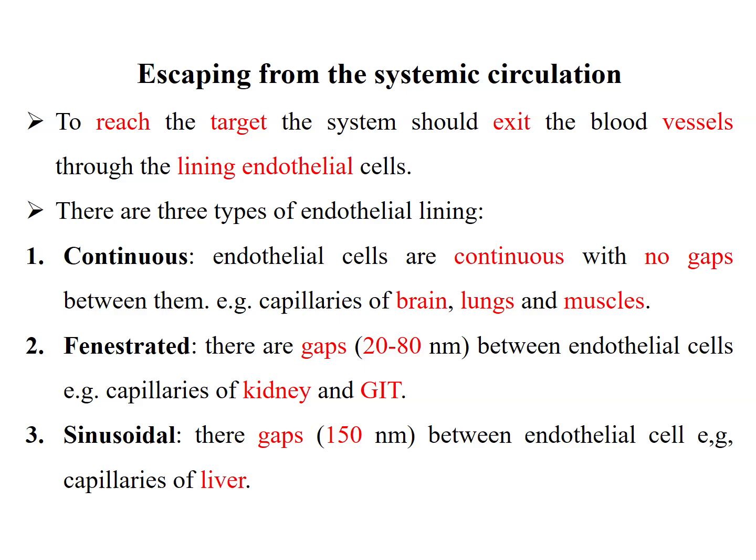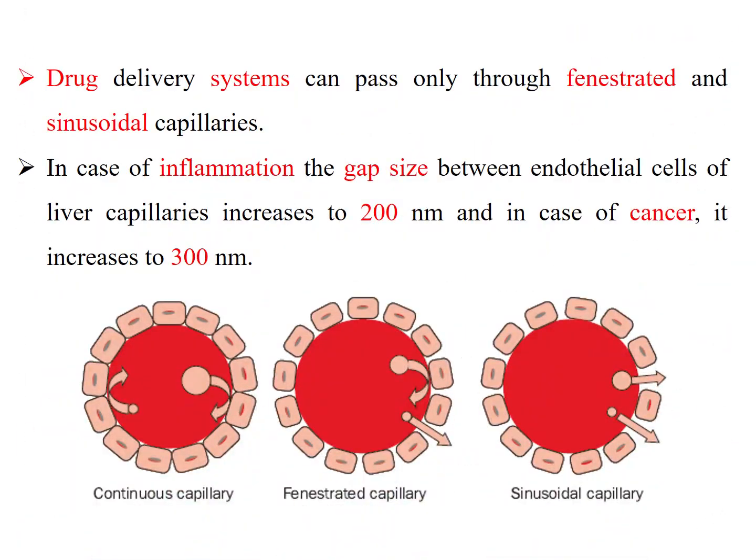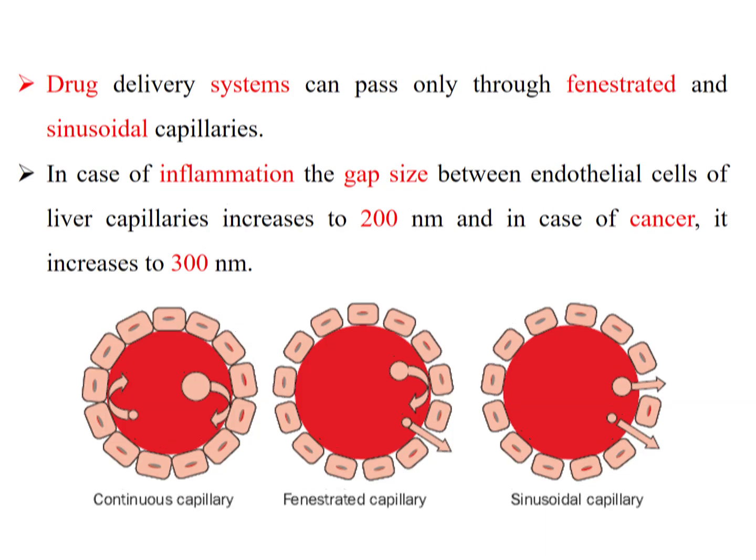There are 3 types of endothelial linings: continuous, found in brain, lungs, and muscles; fenestrated, with gaps of 20 to 80 nanometers, found in kidneys and the gastrointestinal tract; and sinusoidal, with gaps of 150 nanometers, found in the liver. Drug delivery systems can pass only through fenestrated and sinusoidal capillaries. In inflammation, gap size in liver capillaries increases to 200 nanometers, and in cancer, it can increase to 300 nanometers.